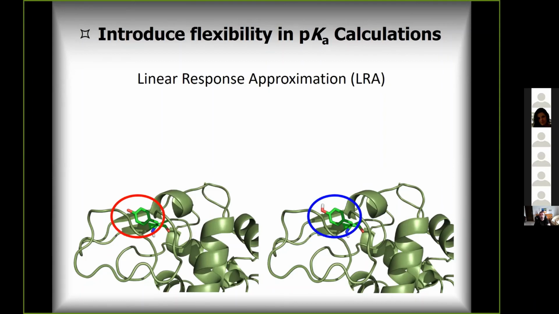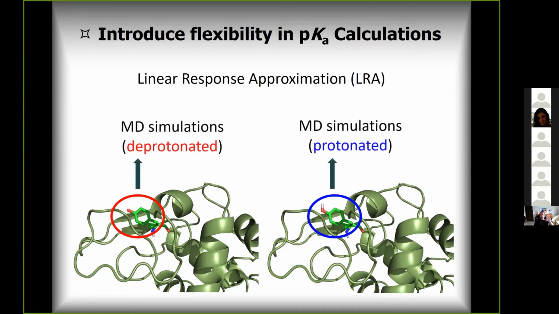One such method is a simple linear response approximation. This was developed probably by Warshel. Well, Warshel will say that it was him, but I don't know if he was the first to apply this. Linear response approximation assumes that you start from a topology where, for instance, this is a tyrosine. The tyrosine on the left side is deprotonated, and on the right side is protonated.